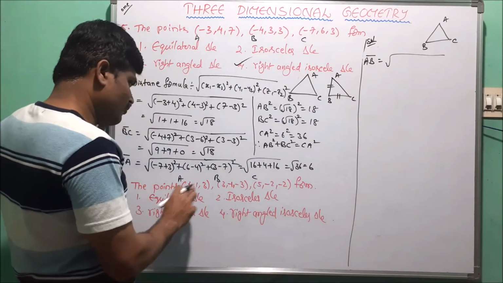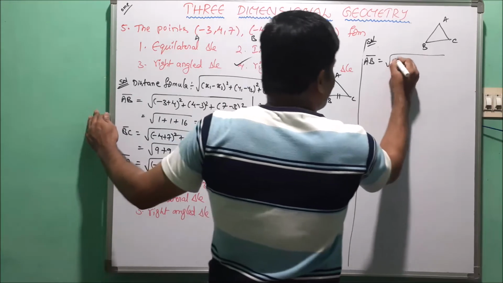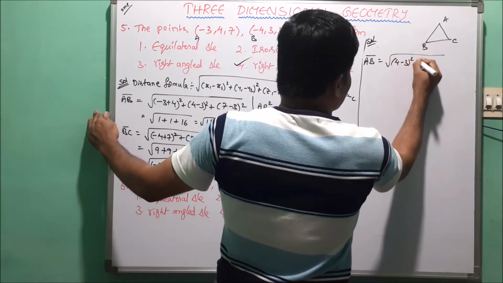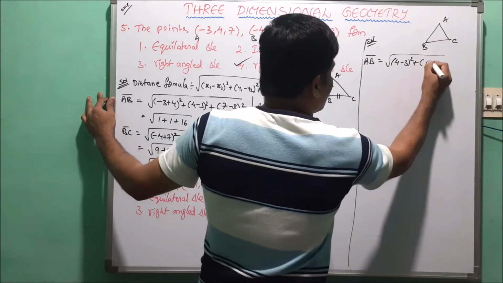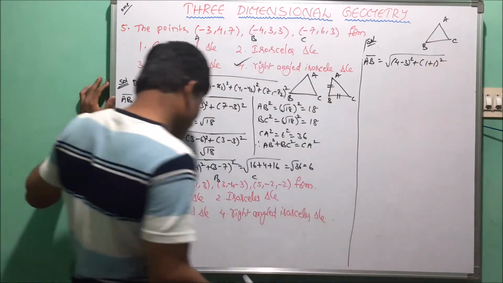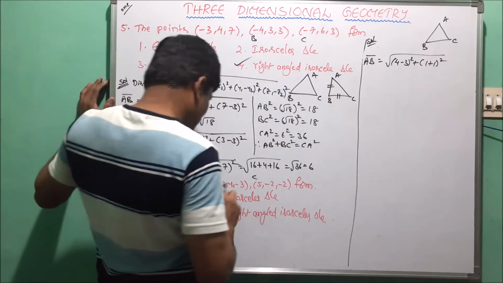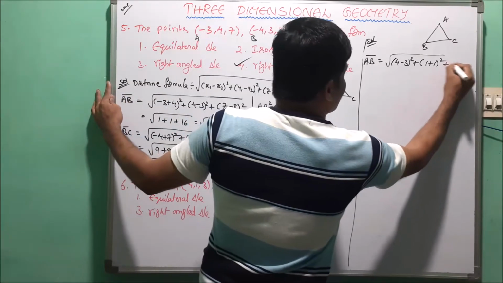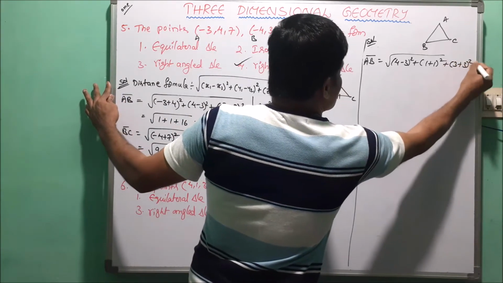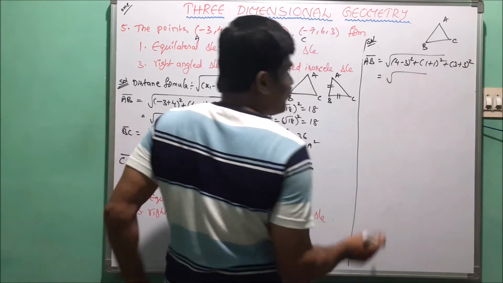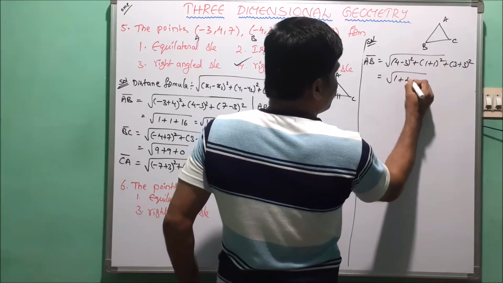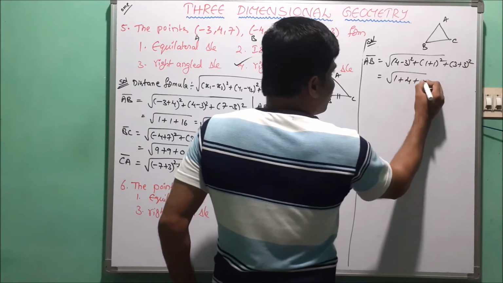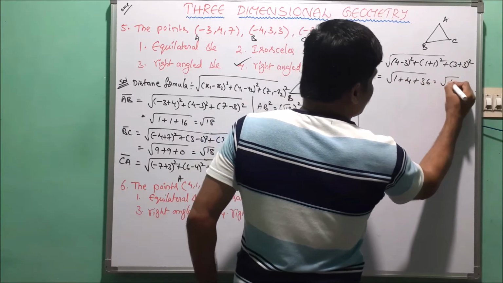So here we take 4 minus 3 whole square plus 1 plus 1 whole square plus 3 plus 3 whole square. 1 minus of minus means 1 plus 1. Here we can simplify. So 1 square means 1, 2 square means 4, 6 square means 36. So square root 41.